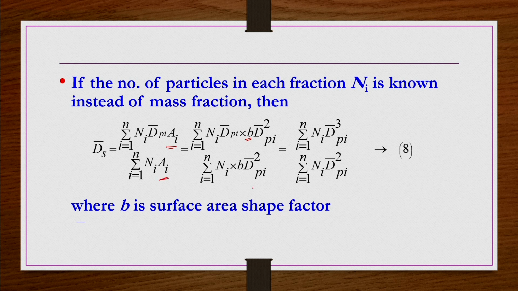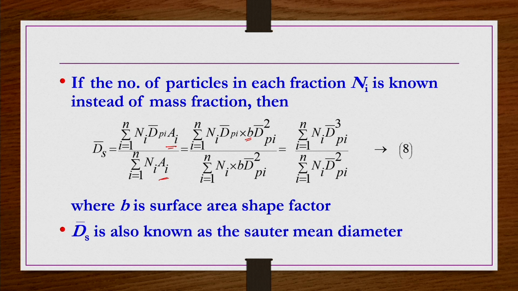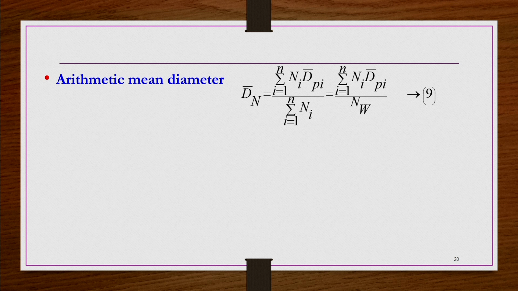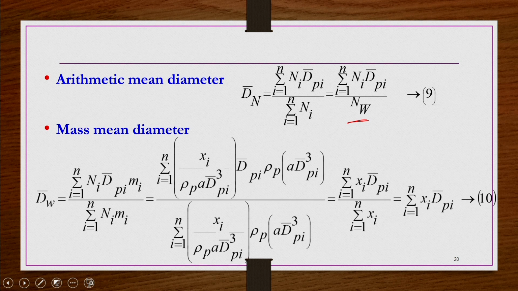So when you substitute a_i like this and simplify, you get sigma Ni dPi bar cube divided by sigma Ni dPi bar square, which is the volume surface mean diameter d_s bar, also known as the Sauter mean diameter. The arithmetic mean diameter d_n bar equals sigma Ni dPi bar by sigma Ni. Sigma Ni is nothing but N_w, the total number of particles in the sample. Likewise, the mass mean diameter is d_w bar equals sigma Ni dPi bar Mi divided by sigma Ni Mi.